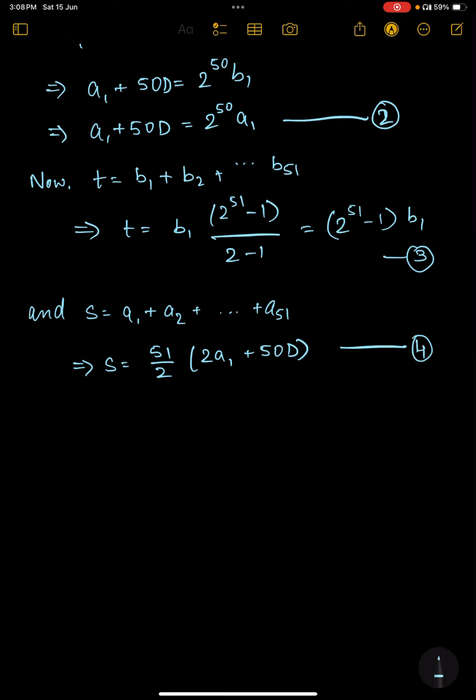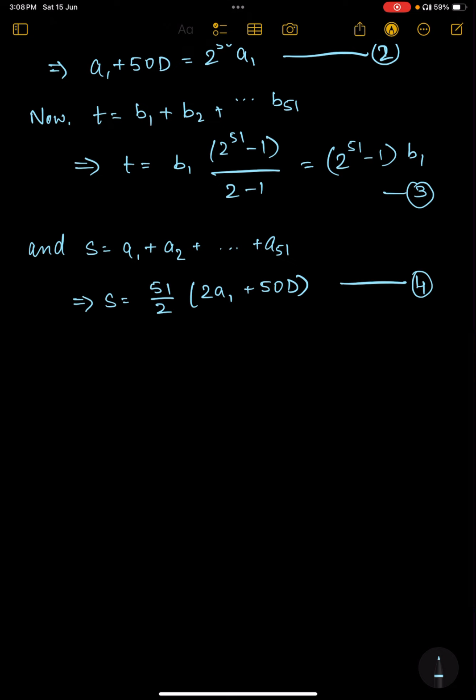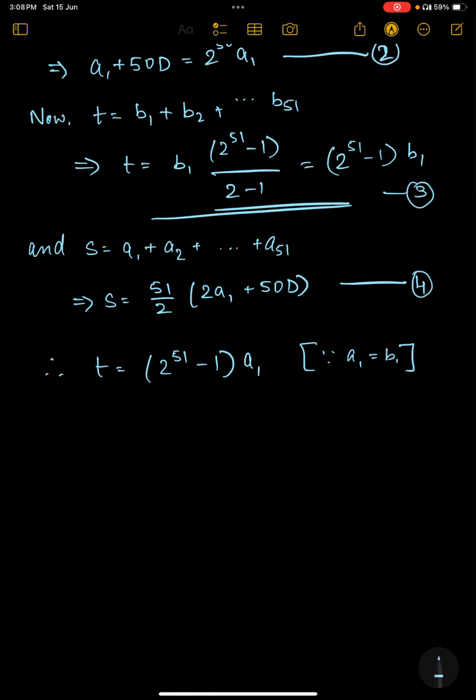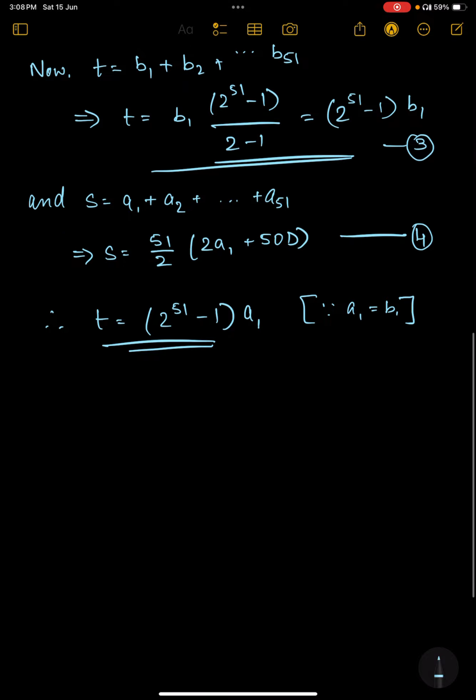Now the point of labeling these equations is that it becomes relatively easy to recall them later to address the problem. Therefore, I can say that t is equal to 2 power 51 minus 1 a1, since a1 is equal to b1. So from equation 3 over here, I just changed the term a1 to b1.